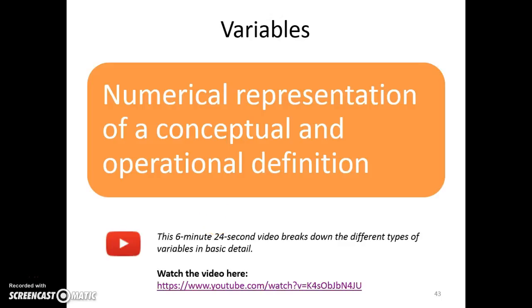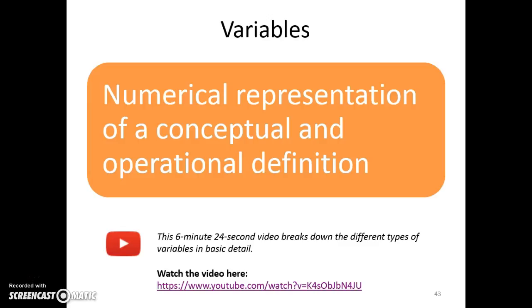So now you understand some of the basic concepts, or hopefully by now you've got a basic understanding of the difference, for example, between inductive and deductive reasoning, and what a theory is, the different concepts in a theory, how to develop a research question, how a hypothesis comes from a research question, and how a hypothesis connects to a theory.